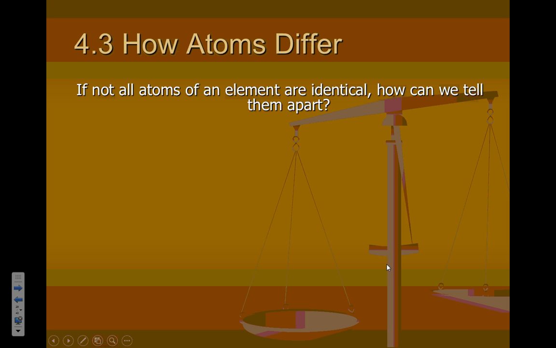Now, if not all atoms of an element are identical, how can we tell them apart? Well, we had to come up with a way of describing different substances, and what we use is the mass number. The mass number stands for the total number of particles in the nucleus. So it's an actual number, which is why we call it the mass number.